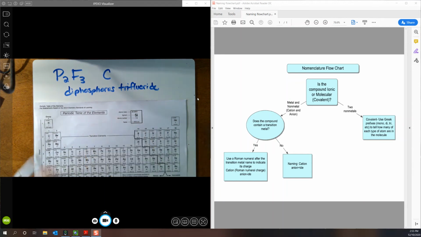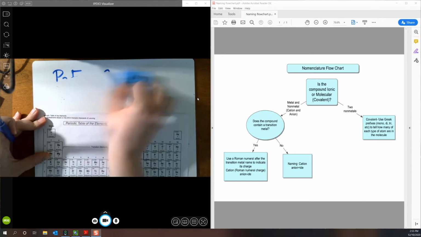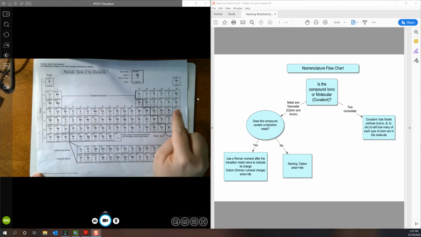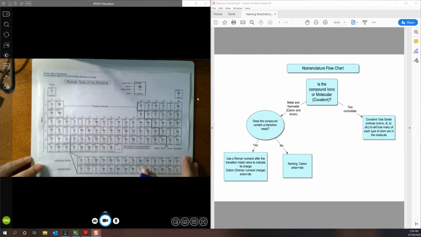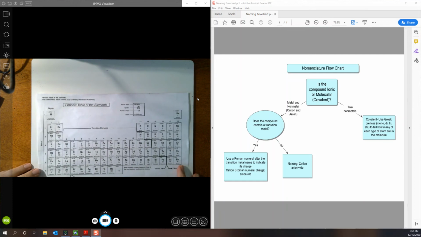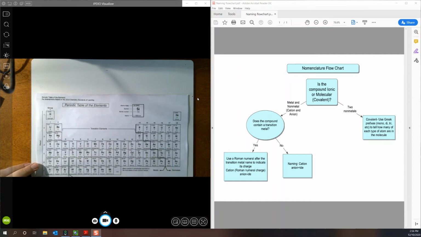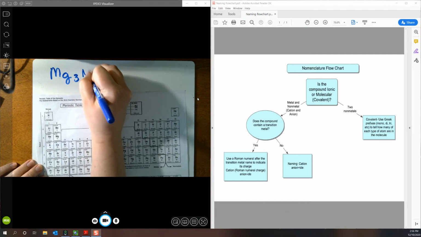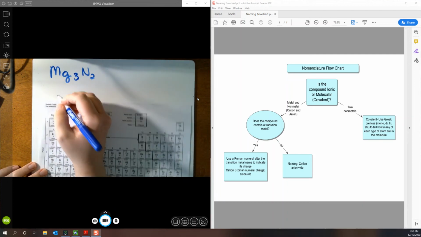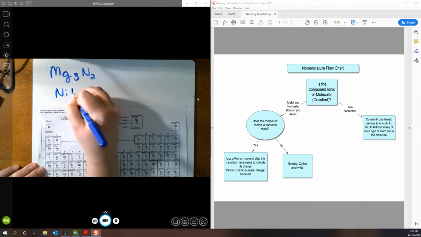Now, if it's ionic, so it contains both a metal and a nonmetal, then I have to ask myself another question, which is, does the compound contain a transition metal? If the answer is yes, that's when I have to use those Roman numerals. If the answer is no, I'm simply going to write the name of the cation and then the anion plus the suffix "ide." So let me give you two different examples there. Let's say that I had magnesium and nitrogen, and that I had nickel and fluorine.